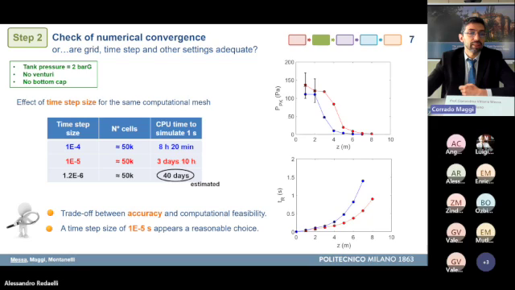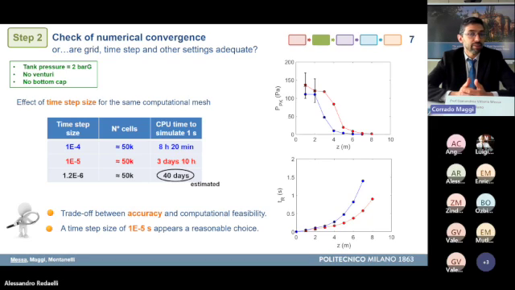Now I will show you some results referred to a slightly different test case in which the tank pressure was reduced to 2 bars relative. No Venturi is installed, and in this case, the bag was not closed at the bottom, but was left open. We performed the analysis in 2 steps. So at first, we fixed the computational mesh, which consisted of about 50,000 cells, and varied the time step size from 10 to the minus 4 seconds down to 1.2 times 10 to the minus 6 seconds.